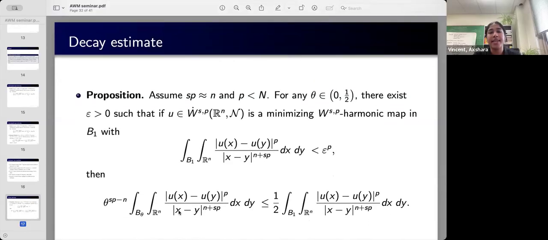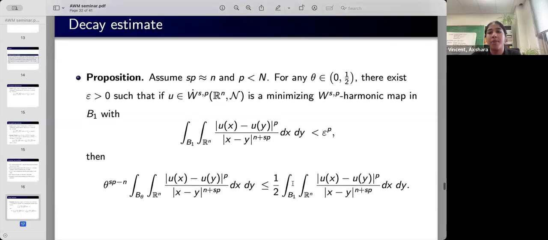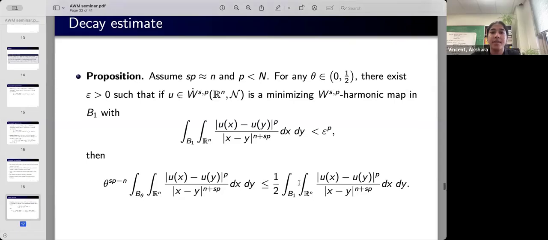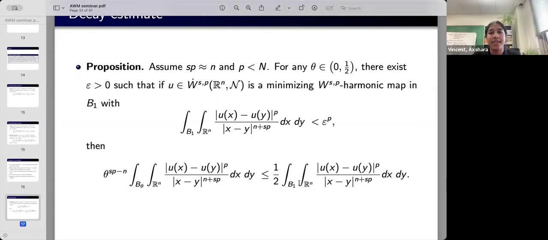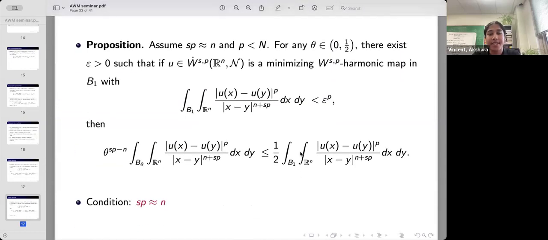Now we have a similar decay estimate as in the local case, which is precisely stated here. We have these assumptions, and we take a theta between 0 and 1/2. Then we can find an epsilon such that if u is a minimizing WSP harmonic map with this bound on energy, then we can go to a smaller ball and bound the fractional energy. This is the adaptation of the decay estimate similar to the local case. And this is exactly where we get the additional assumption that SP is close to n.